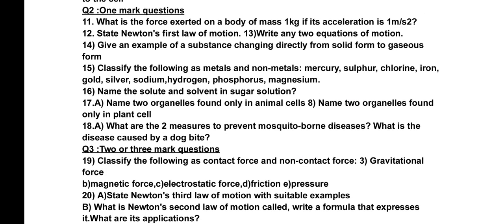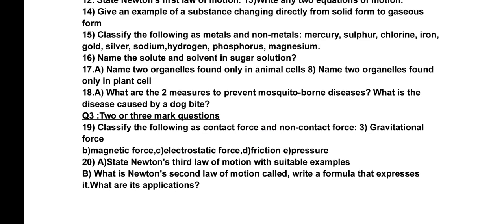Give an example of a substance changing directly from solid state to gaseous form. This is the example for a sublimating substance. You can give camphor, ammonium chloride, or solidified carbon dioxide. Dry ice also can be given for this sublimating substance. Even naphthalene balls, which are called moth balls, can also be given. And the change of state from solid to gaseous state is called sublimation.